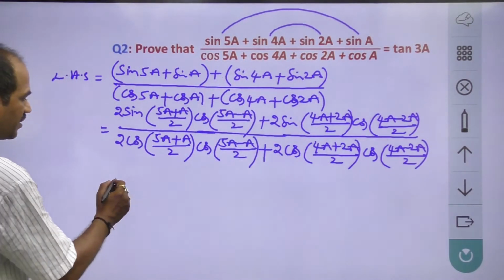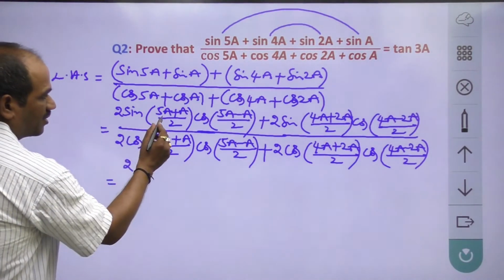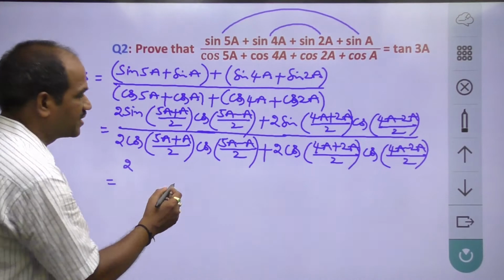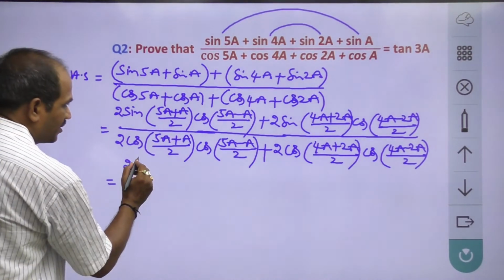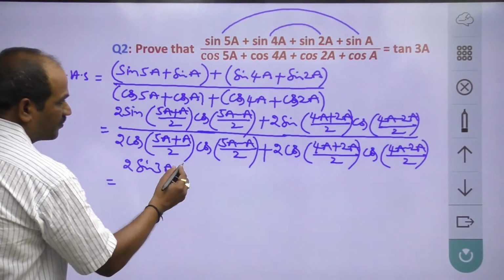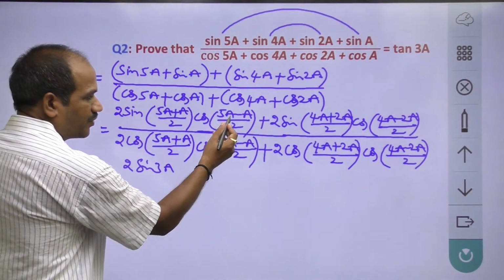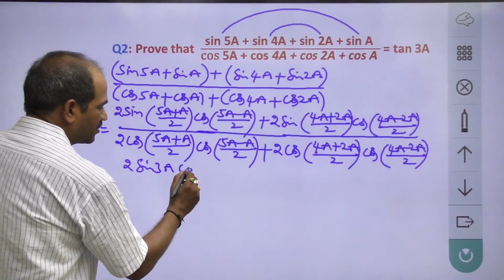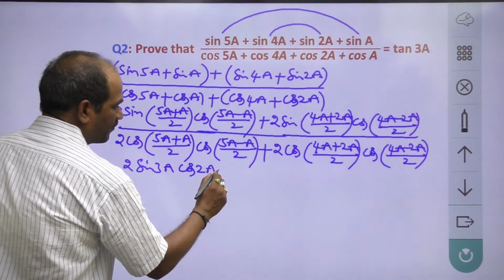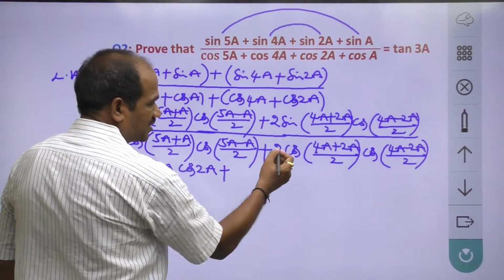See here, next step, that is equal to 2 into sin of (5a plus a), 5a plus a is 6a, 6a by 2 is 3a. So that is sin of 3a. Next, cos of (5a minus a), 4a by 2 is 2a, so cos of 2a. Next, plus sin of 6a by 2, which means 3a.